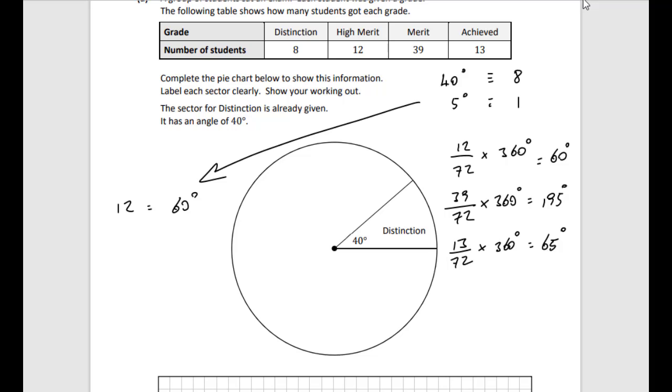Okay, so we're just going to draw this now, so let's do that. Let's do the first one. Distinction is done for us. The second one is high merit, which is 60 degrees. I've got to do this freehand. You guys would really need to be using a protractor and a ruler. You would need to do this accurately. So 60 degrees, let's say, is somewhere around there. You put in the angle and you put in what it is. It's a high merit.